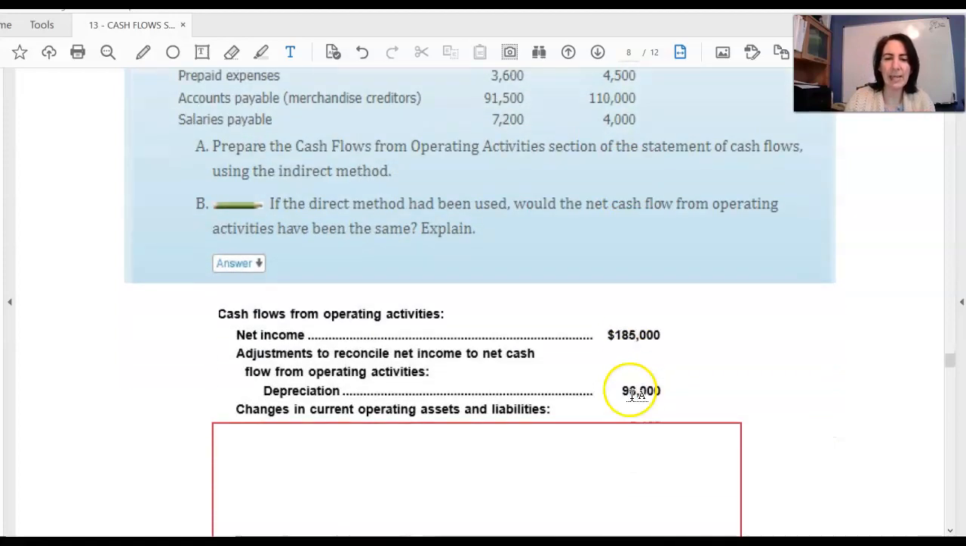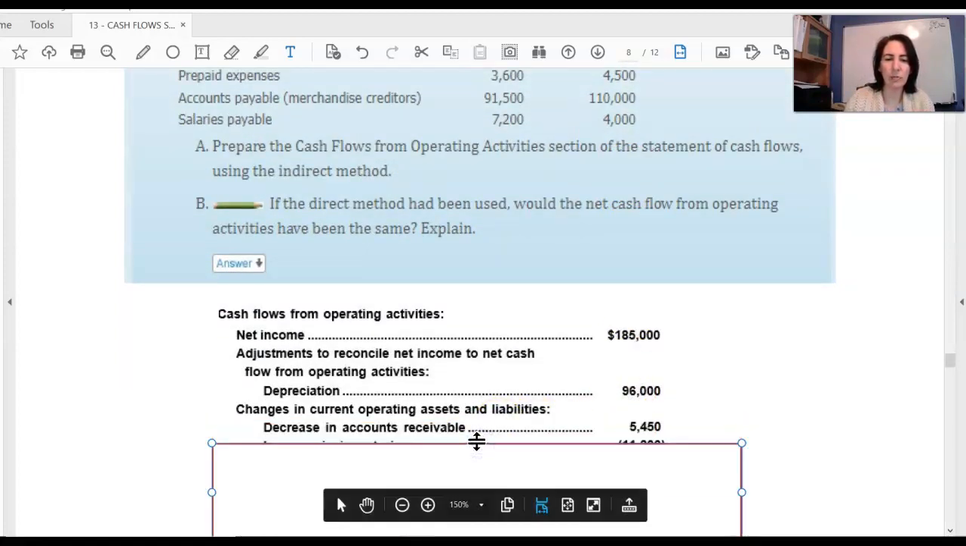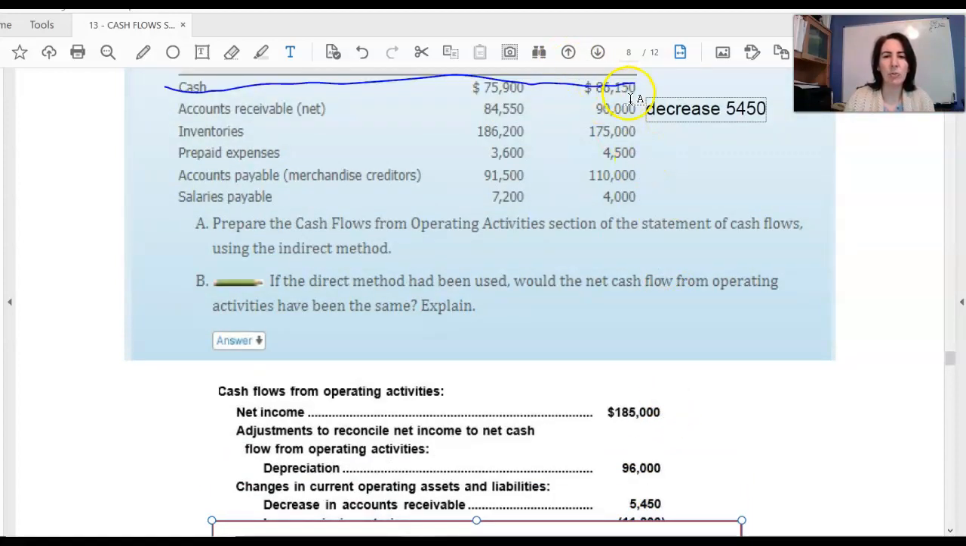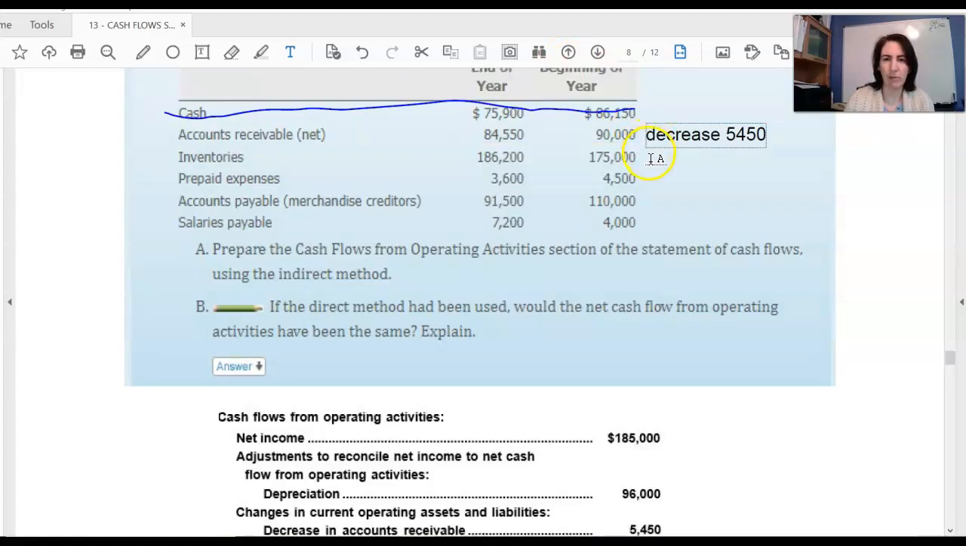So if that's the case, what we're going to do is show a decrease in accounts receivable to be an add, a cash inflow. All right, let's look at the next one. Inventories. Inventory went from the beginning of the year to the end of the year up by $11,200. So we've got an increase of $11,200.